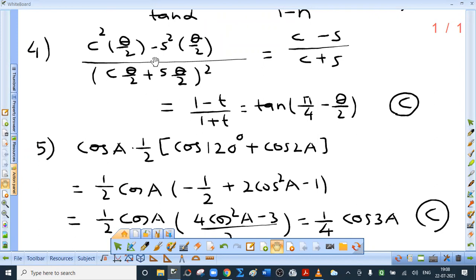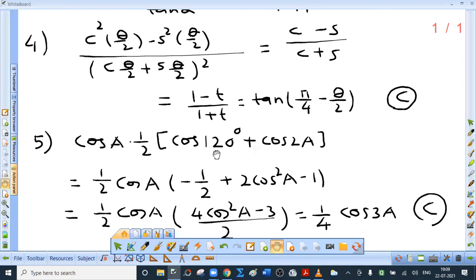I have omitted steps now. See, what are the factors of cos square minus sin square? Cos minus sin into cos plus sin. One cos plus sin gets cancelled. So what remains is cos minus sin upon cos plus sin. Next step, let me explain. Divide numerator and denominator by cos. So 1 minus tan upon 1 plus tan. Note that this is the expansion of tan of (pi by 4 minus theta by 2). Check that. Tan of alpha minus beta: tan pi by 4, which is 1, minus tan theta by 2 upon 1 plus. Yes. Now this is given in option C.